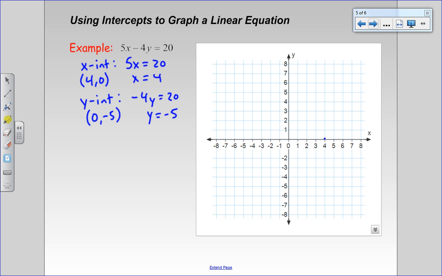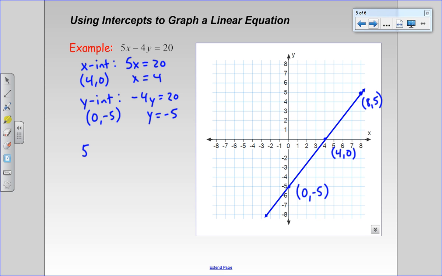Then we plot these 2 points on the coordinate plane and draw a line passing through them. For a check, we can find a third point that the line passes through. Let's use this one, the point 8, 5.